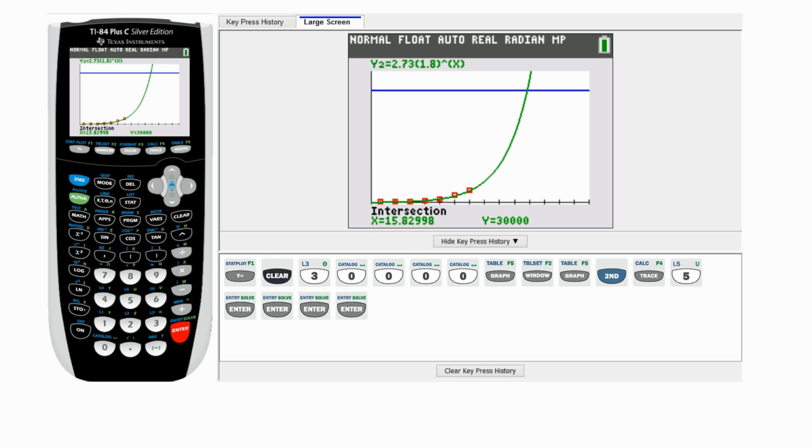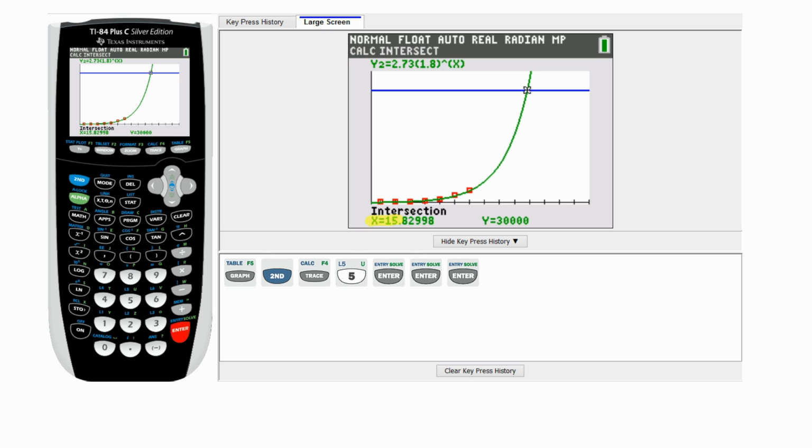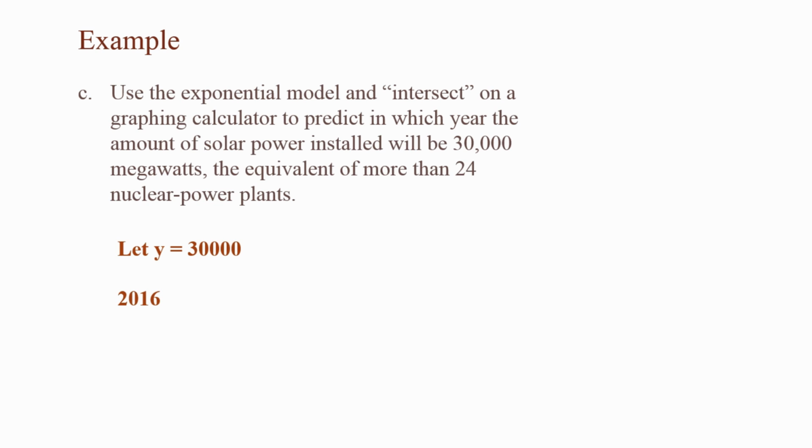And we get our intersection. When x is 15.82998, y will be 30,000. So if x is 15.8, rounding to the nearest year, that's going to be 16. Since we're starting in the year 2000, my answer will be 2016. 2016 will be the year that we predict we will have 30,000 megawatts in solar power.